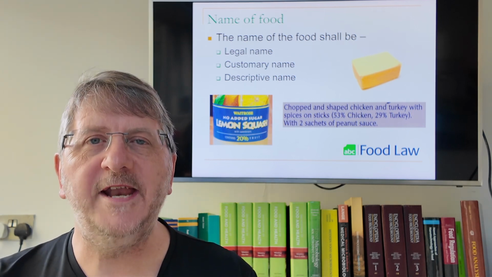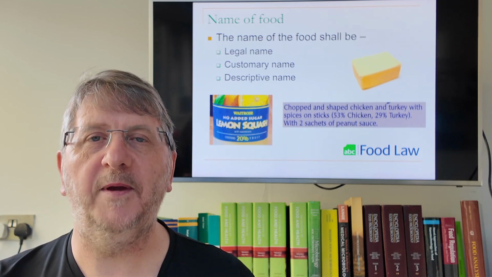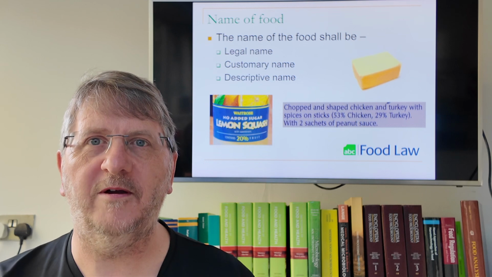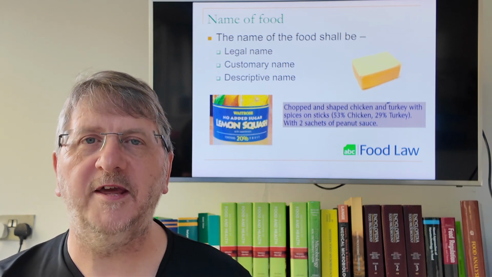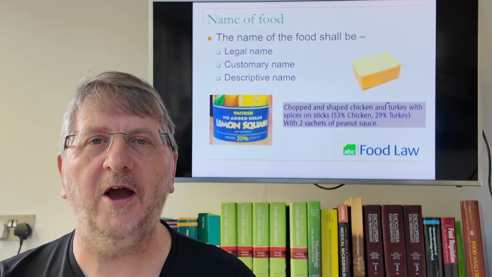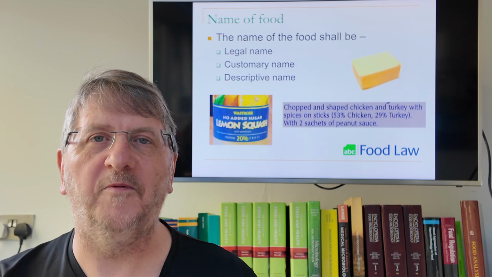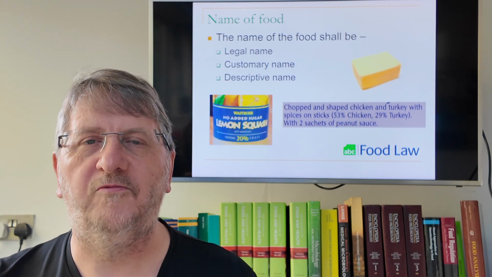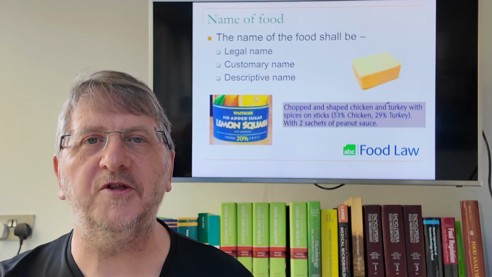Now remember, a name of the food can't be a brand name. So something like if you pick up a bottle of Coke, everyone knows what Coke is, but you can't use a brand name as a name. It has to be a separate entity. So even if you pick up a bottle of Coke, you look on the label, you'll see a descriptive name on there. Sort of a sparkling soft drink containing vegetable extracts or something of that nature. So a little descriptive name.